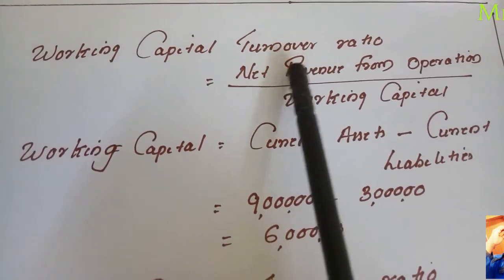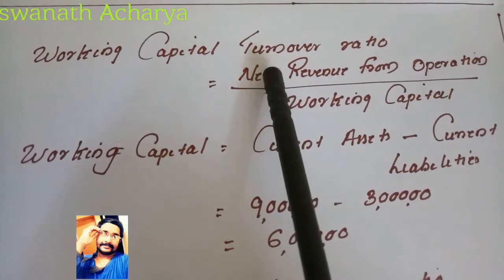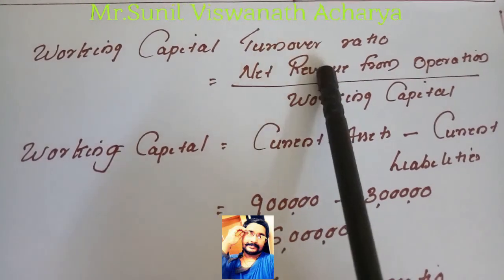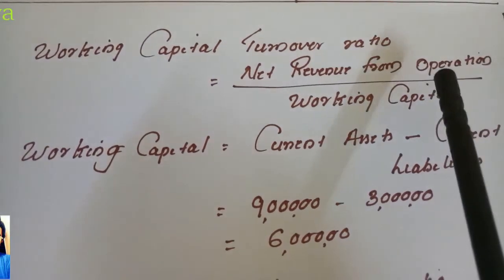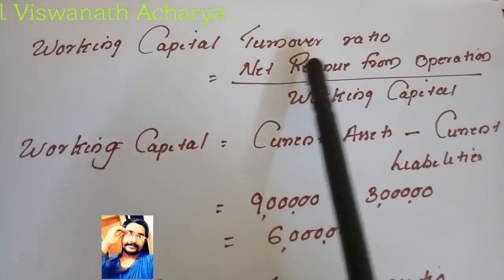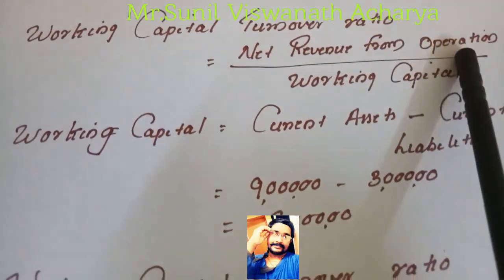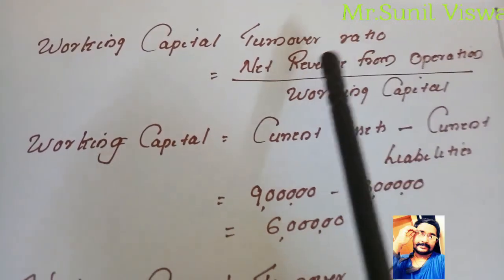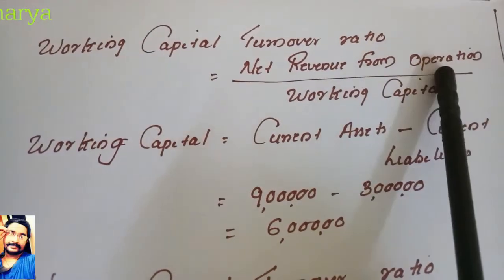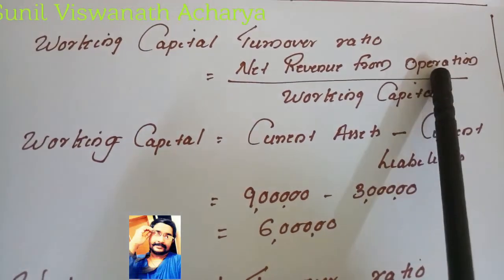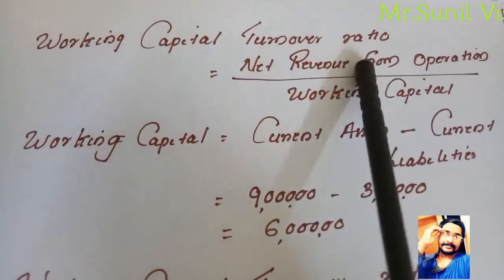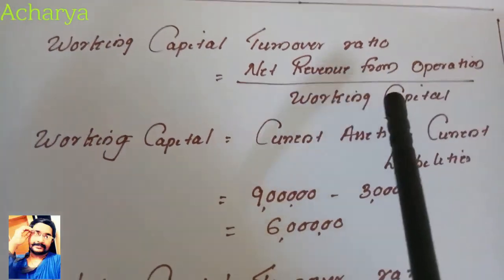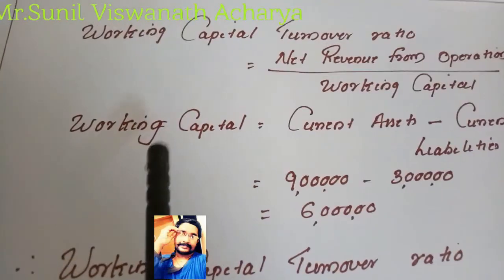Normally we calculate the working capital turnover ratio with the net revenue from operation. In some questions, net revenue from operation is not available. Then you can use cost of revenue from operation. Normally revenue from operation is available, so we use revenue from operation. If it is not available in the question, you can use cost of revenue from operation. In this question, net revenue from operation is given.